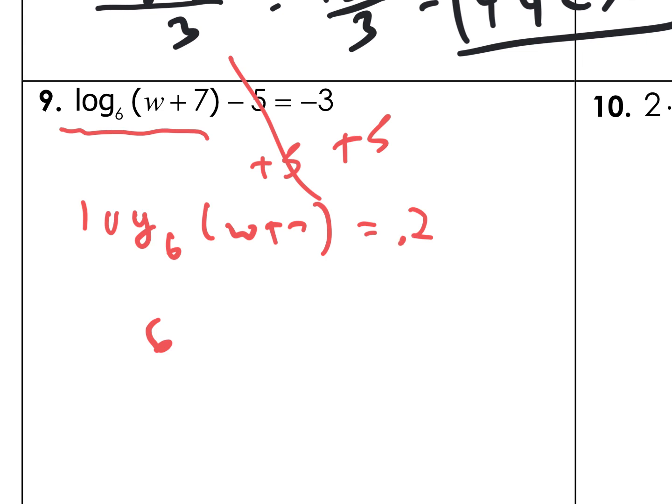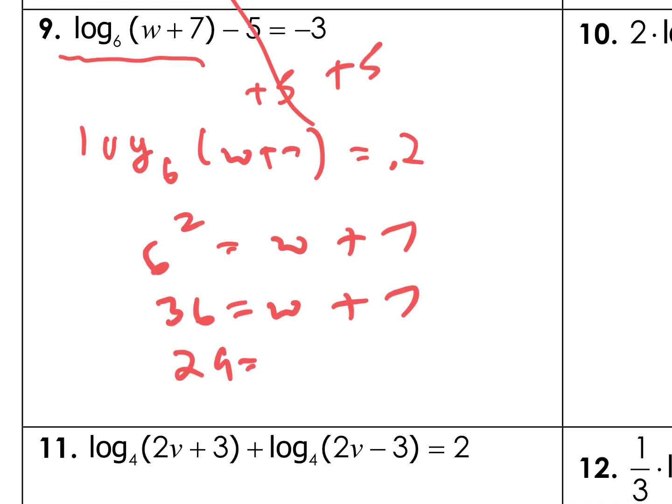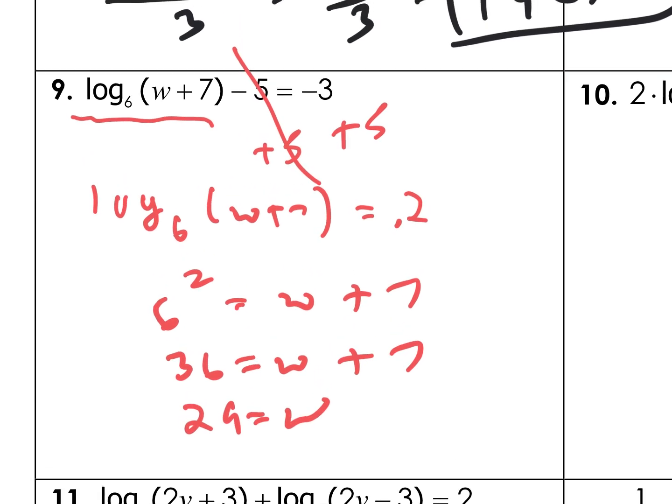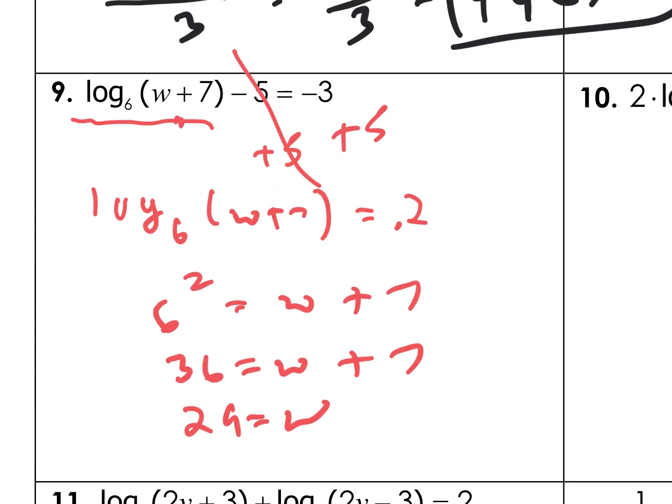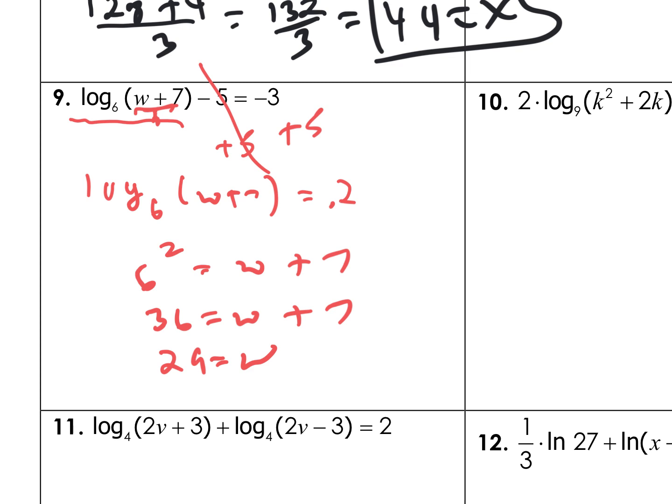6 to that exponent has to be W plus 7. 36 equals W plus 7. Take away 7. 29 equals W. And yes, it plugs in perfectly. I will not get a 0 or a negative number in here. Okay, I think that's enough.